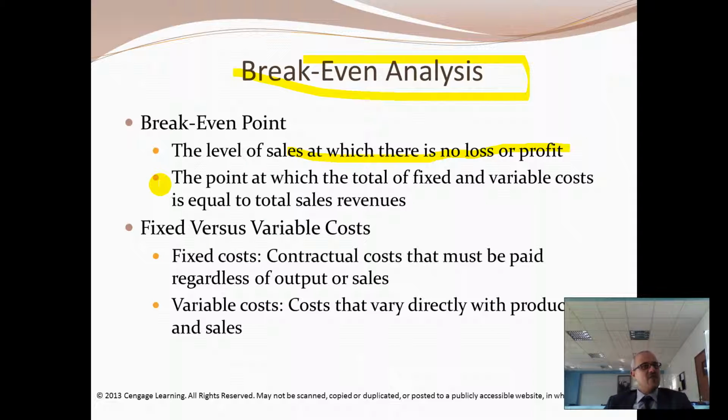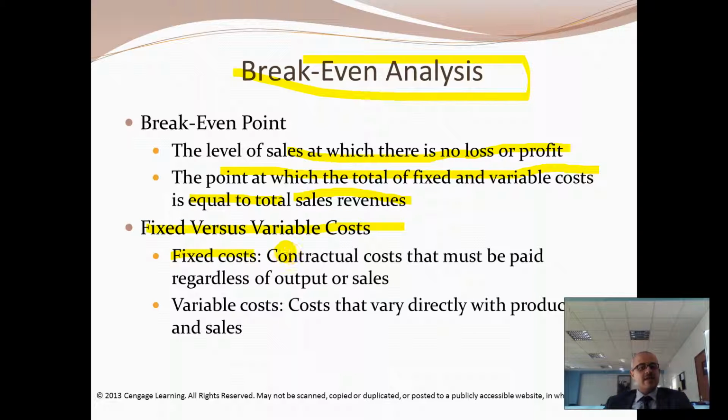Perfect. 15,000 will get you there. So if I sell 15,000 glasses of lemon juice, I will be at the point at which the total fixed cost and variable costs is equal to the total sales revenue. Okay? Fixed versus variable cost.